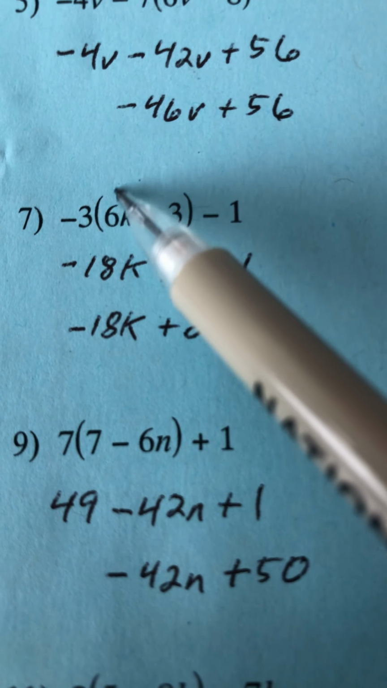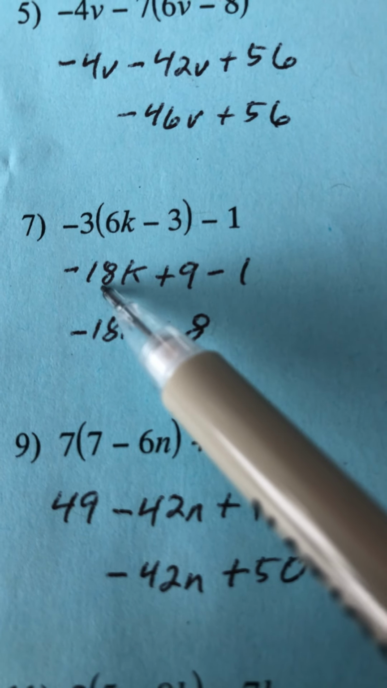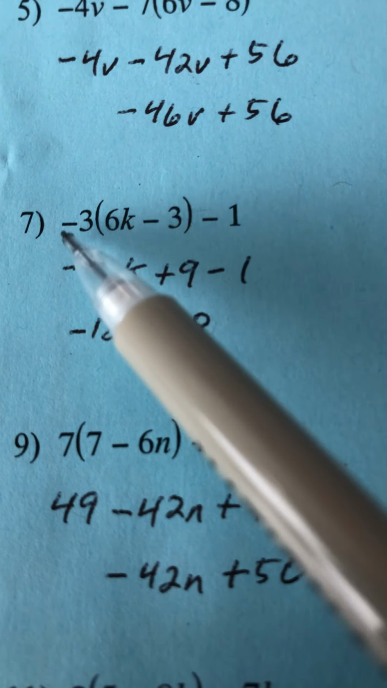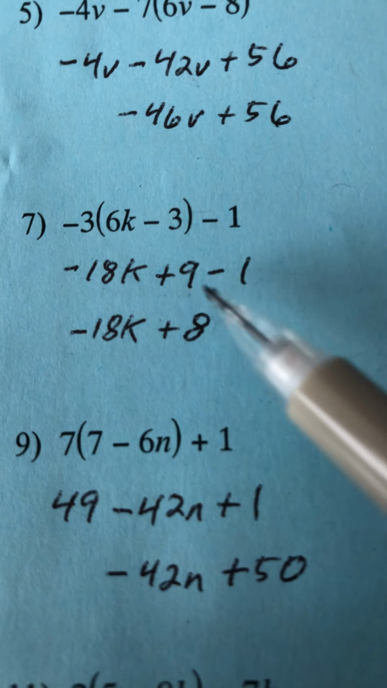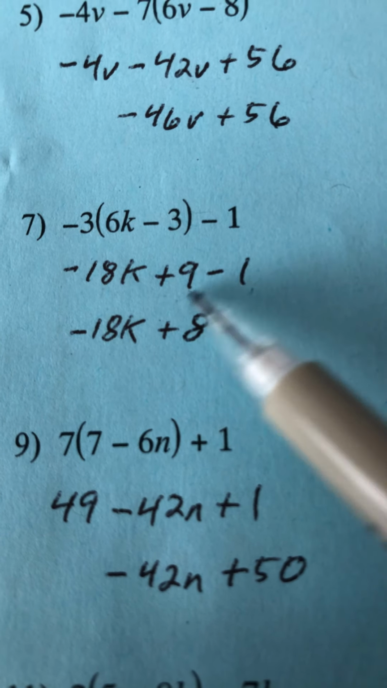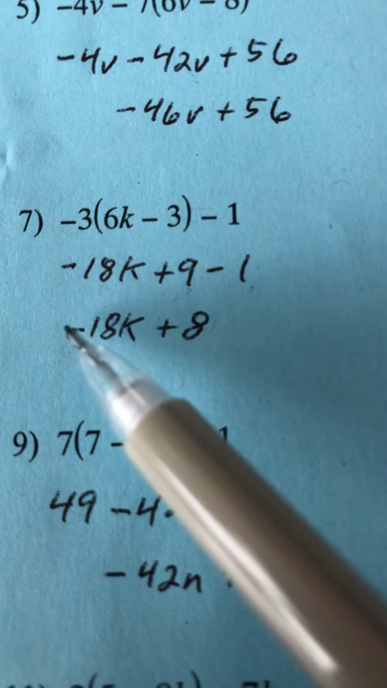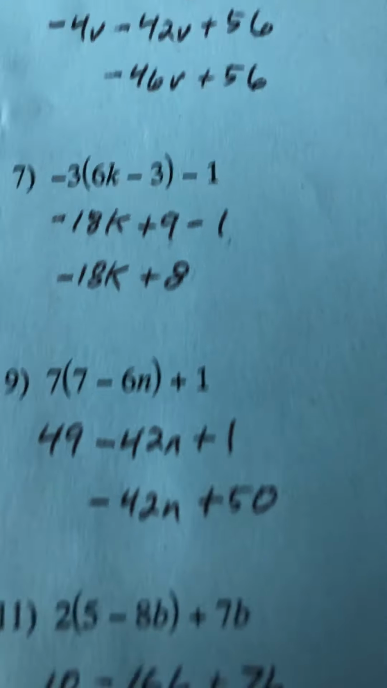This -3 goes times 6, gives me -18. There's a k with it, put that with it. -3 times -3 is a +9. And then I combine my like terms. 9 minus 1 is 8. So I have -18k plus 8.